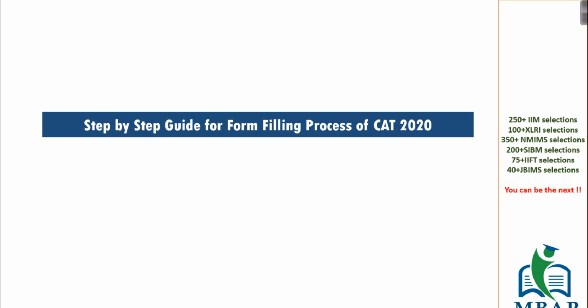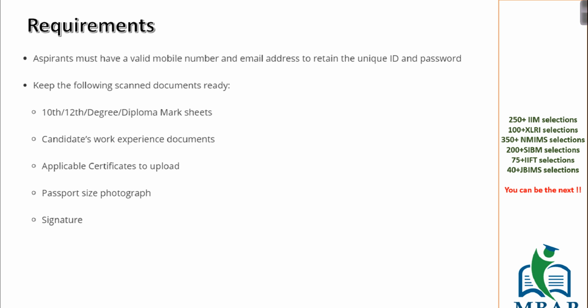Now here, basically, the first step is let's see the requirement which you should have. So all the aspirants should have a valid mobile number and the email ID. Why? Because on this only you will get the unique ID and the password. Why is it important? Because first you would have to register on the website, and then you would have to apply for the CAT 2020 examination. There are two things linked.